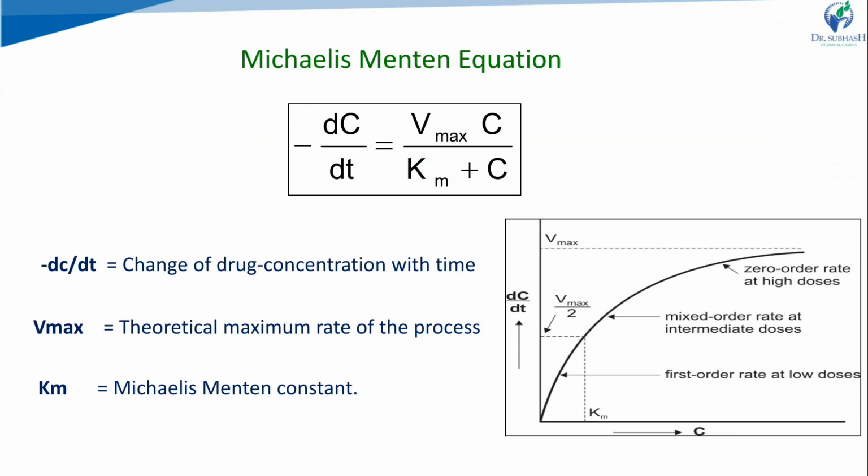The first one is the Michaelis-Menten equation. This is the most widely used to determine the absorption rate constant and the kinetics of a capacity-limited or saturable process. These are the main reasons.